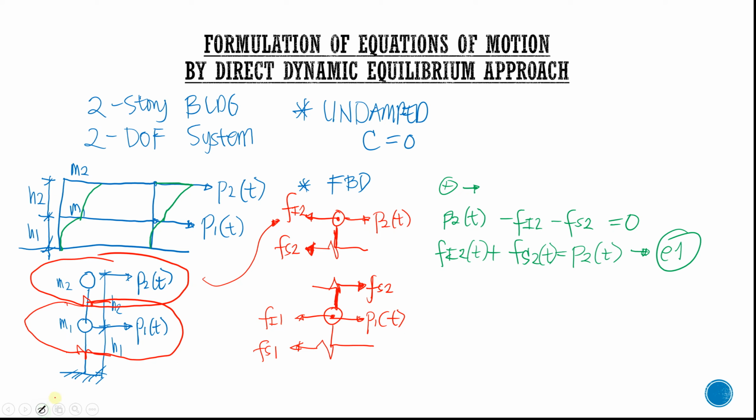This denotes that our equation of motion is equal to the inertial force for the first floor plus the Fs1, or the static force for the first floor, minus the static force for the second floor, equal to P1 of t. This is our equation 2.